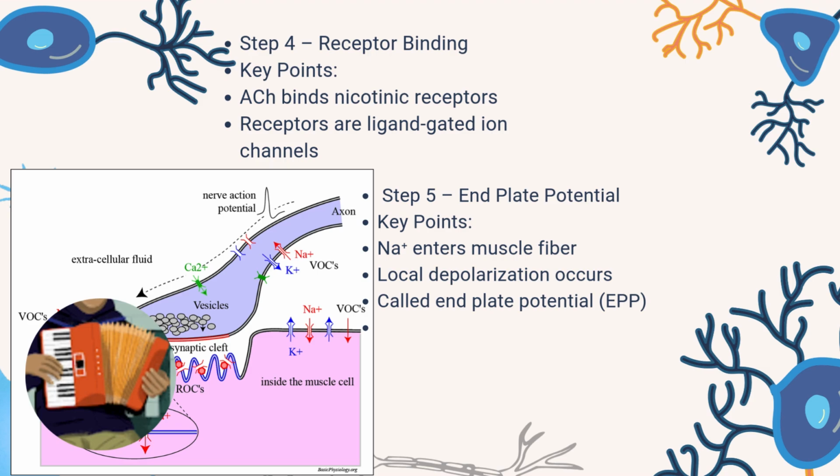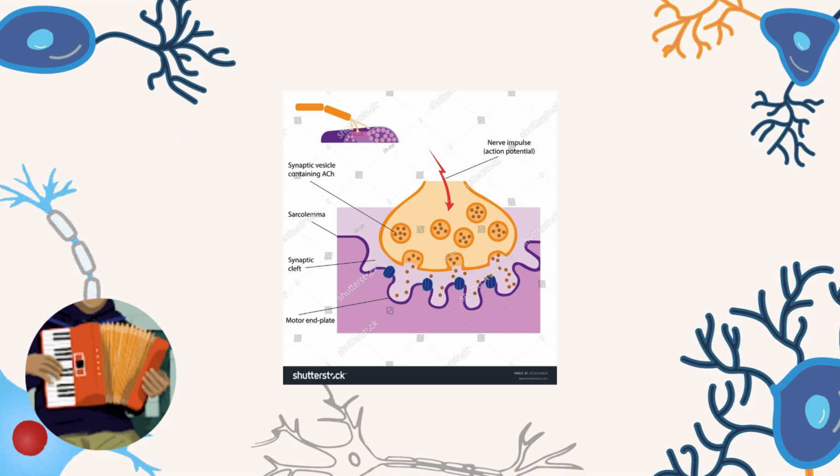In step four, receptor binding. ACh diffuses across the synaptic cleft and binds to nicotinic ACh receptors on the motor end plate of the muscle fiber. These receptors are ligand-gated ion channels which open when ACh binds. And here are photos from the previous slide about step four, the receptor binding.